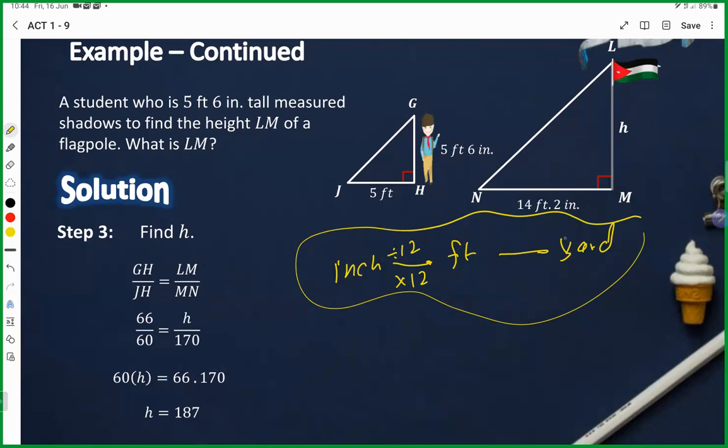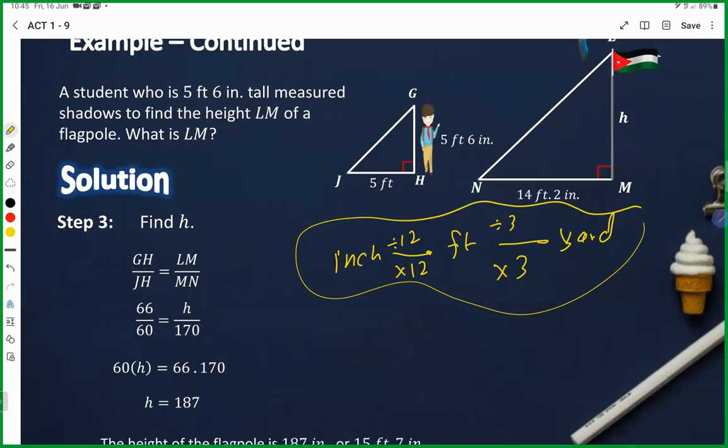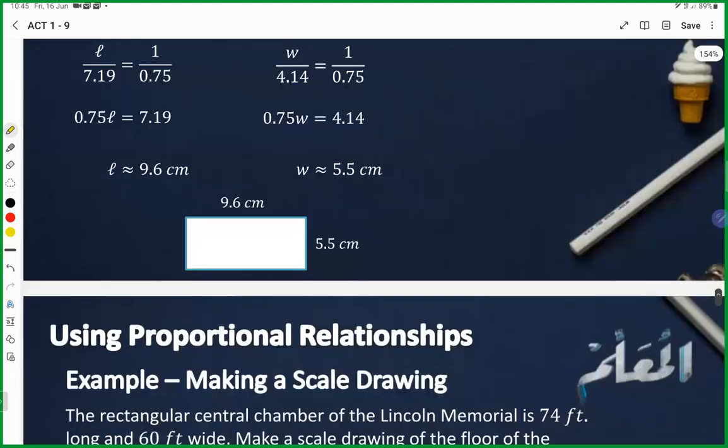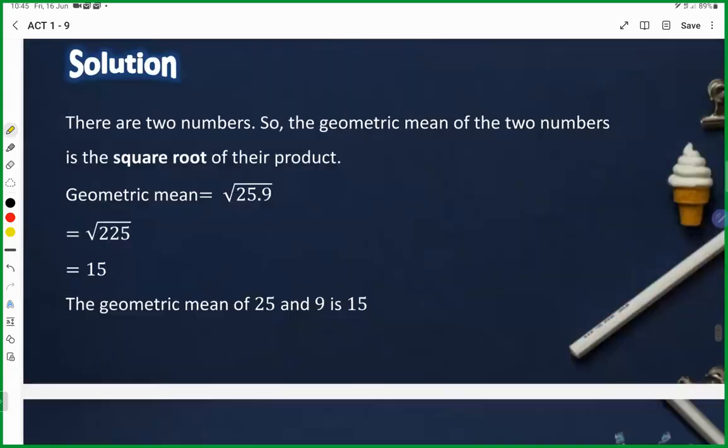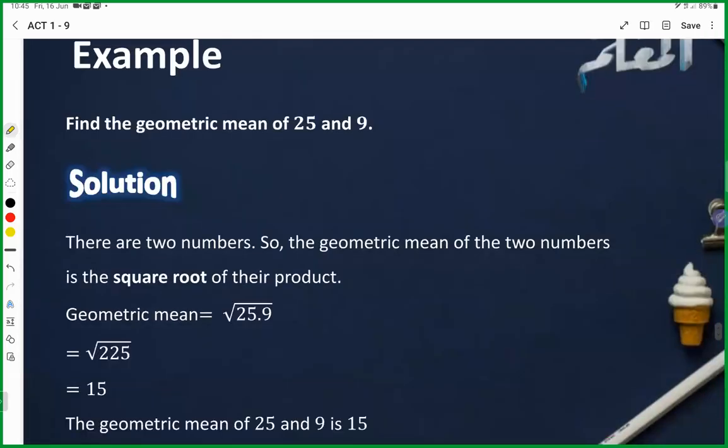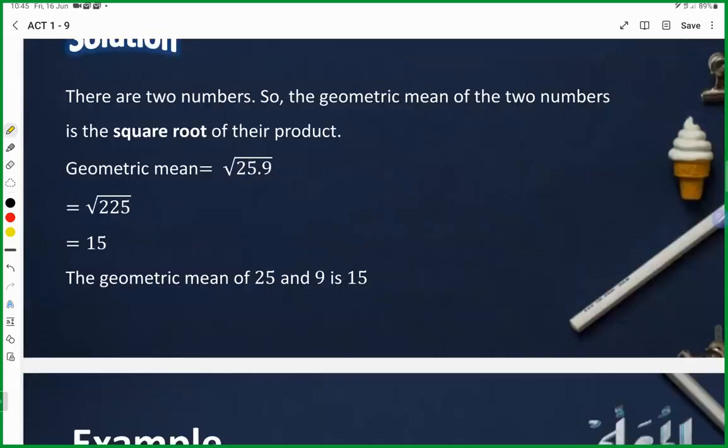From feet to yard, you divide by 3, and from yard to feet, you multiply by 3. Remember this. If the question asks you to give the ratio in feet or in inches, make sure that all sides are in feet or all sides are in inches. Then you can continue solving the question. Remember that. It's a really important point. Feet, inch, yard. What I have here, the geometric mean is, this is the geometric mean.